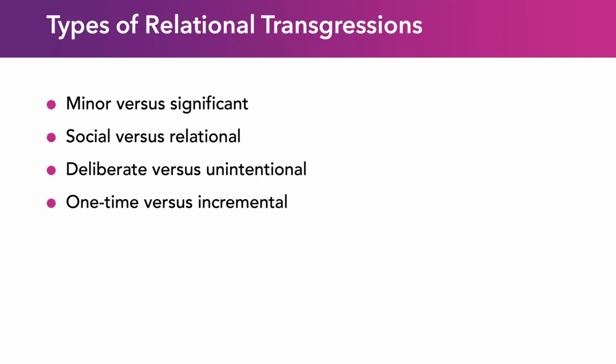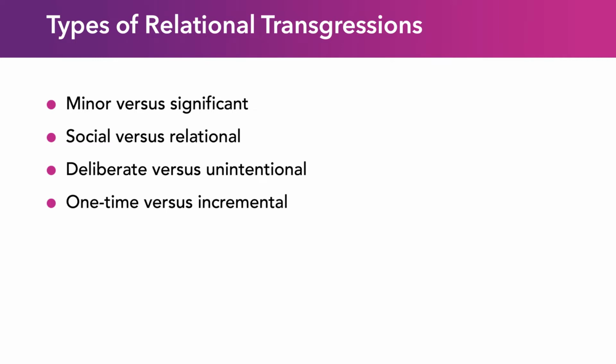We have transgressions that are social versus relational. So a social rule would be something like, we're at a party and I say really loudly so everyone can hear, I say to my husband, "You have had way too many shrimp. Look at how big your belly is." Okay, oof. You just don't say those things socially. That's transgressing a social rule.